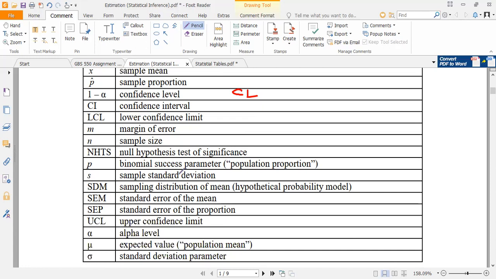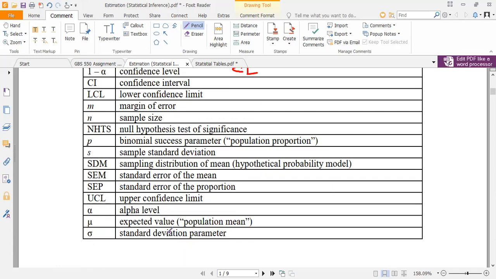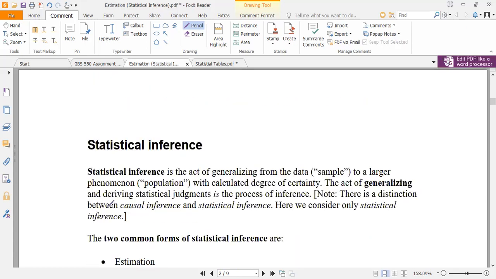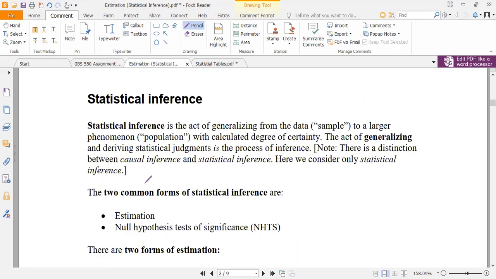The sampling distribution of the mean, STM. Standard error of the mean, SEM. Standard error of the proportion is SEP, and the upper class interval limit, alpha, the mu, which is the expected value or population mean, and the standard deviation parameter. Now, we need to understand the following issues when we're discussing estimation.